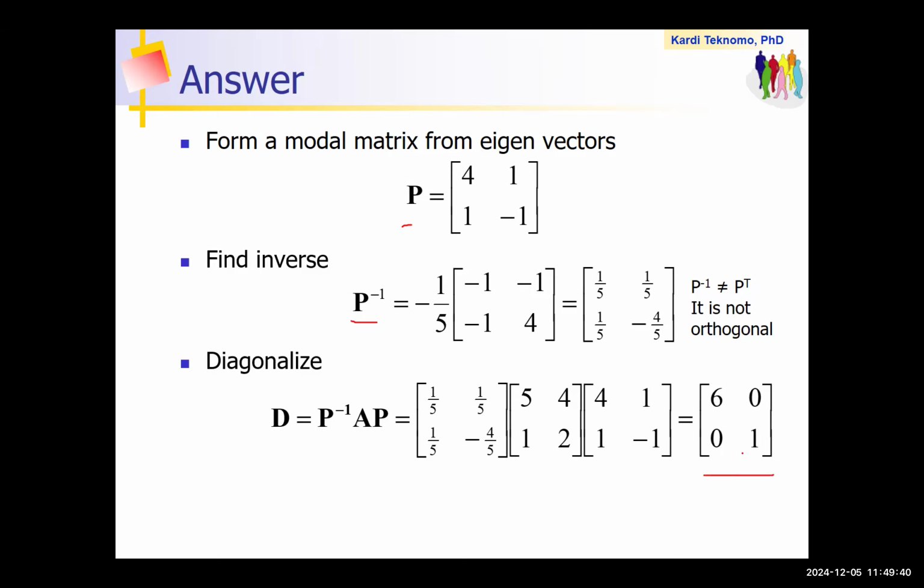Look at the diagonal matrix. What are these numbers, 6 and 1? They are the eigenvalues. The diagonal is actually the eigenvalues. You see? Interesting, yeah? So A is the initial matrix and P is the modal matrix. This is the inverse of the modal matrix. It is how to find the eigenvalues.